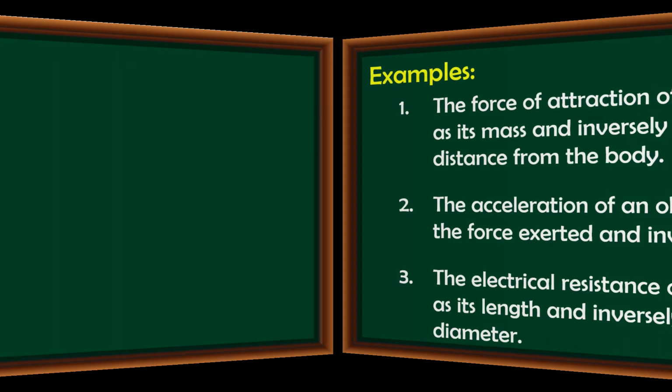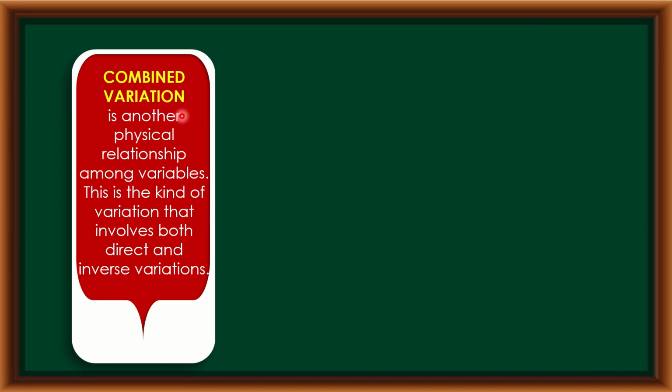So what is combined variation? A combined variation is another physical relationship among variables. This is the kind of variation that involves both direct and inverse variation. So along the way, we will use equations in which we can see direct and inverse variations.